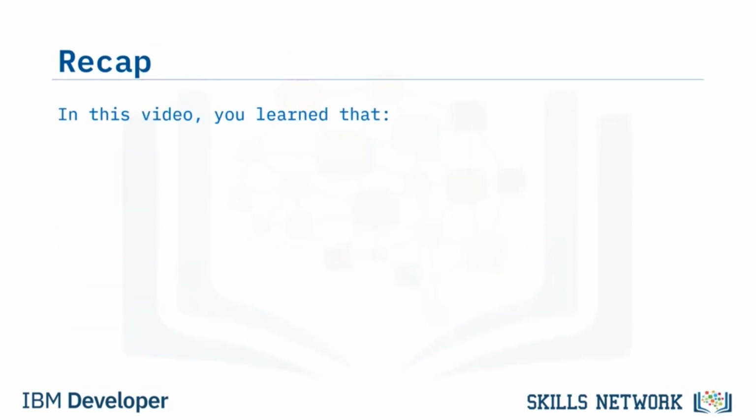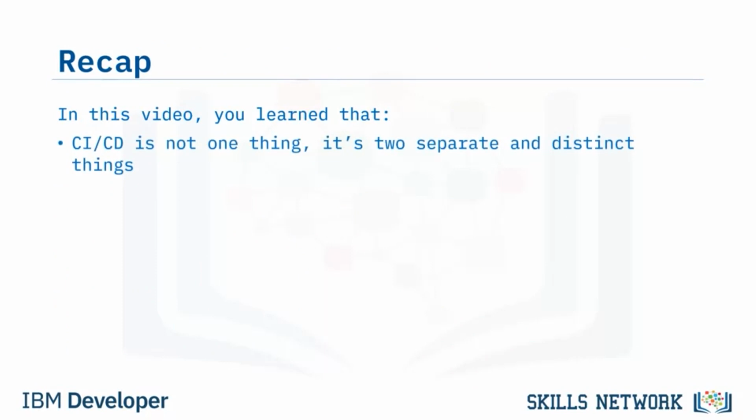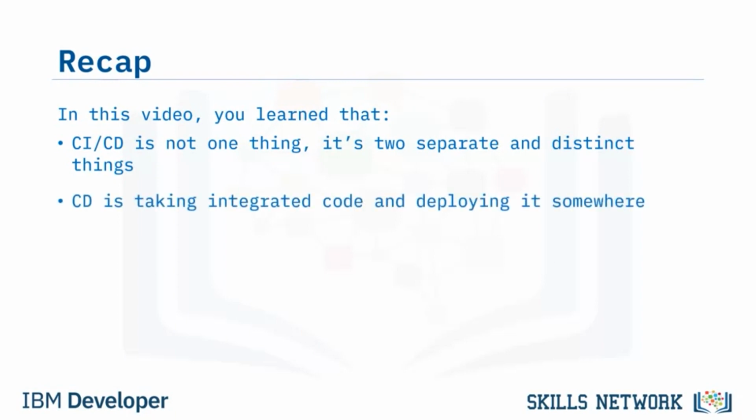In this video, you learn that CI/CD is not one thing. It's two separate and distinct things that happen after each other. Continuous delivery is taking integrated code and deploying it somewhere.